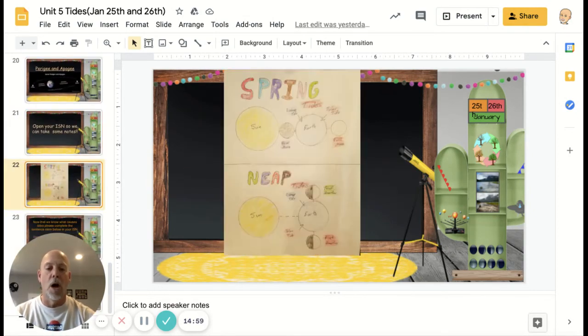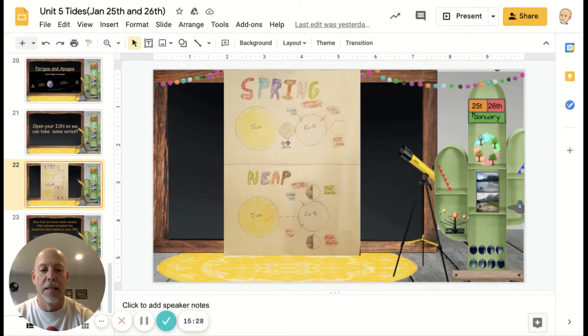So in our ISN, we are going to draw spring and neap tides. Now, my class knows I am not an artist. I tried very hard on this one, so don't be too rough on me about my drawing and coloring. So the top half of the page, we're going to draw our spring tide. You see we have our sun here. We have the full moon here. We have the new moon here. And you're going to see your tides, okay? So these are spring tides.